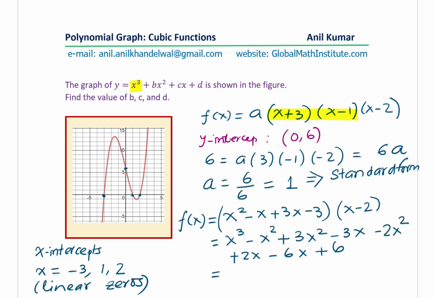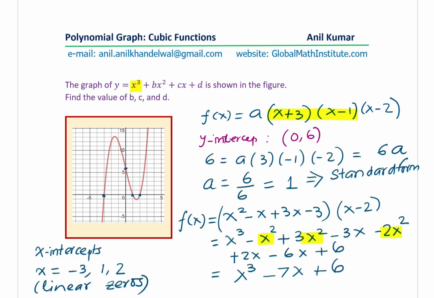Now we can combine the like terms. So we have one term which is x cubed as expected. And now combining the x squared terms, we have a couple of x squared terms here. We are going to combine them. So minus x squared plus 3x squared gives us 2x squared, and minus 2x squared gives us 0. So the x squared terms are in fact 0. As far as the x terms are concerned, we have minus 3x, plus 2x, minus 6x, which gives us minus 7x. And the constant here is the product of 3, 1, and 2, which is 6.